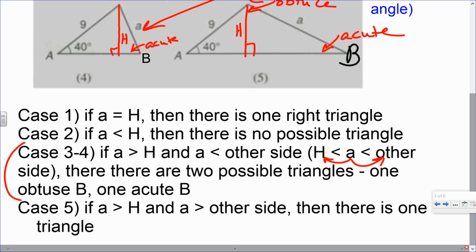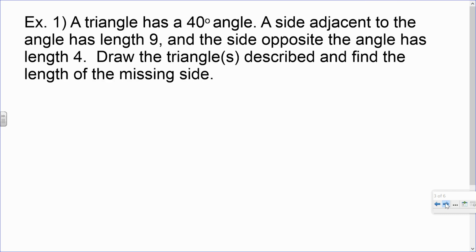The ambiguous one is when this case 3-4 combination happens, that the opposite side is between the height and the known side that is right beside the known angle. Let's do a couple of examples here. A triangle has a 40-degree angle, so we're going to start out and draw our known angle over here on the left, and that's going to be 40 degrees. A side adjacent to that has length 9, and we don't know yet really where this is going and which way it's working, but we know that the side opposite has length 4. So we want to try to figure out what is going on.